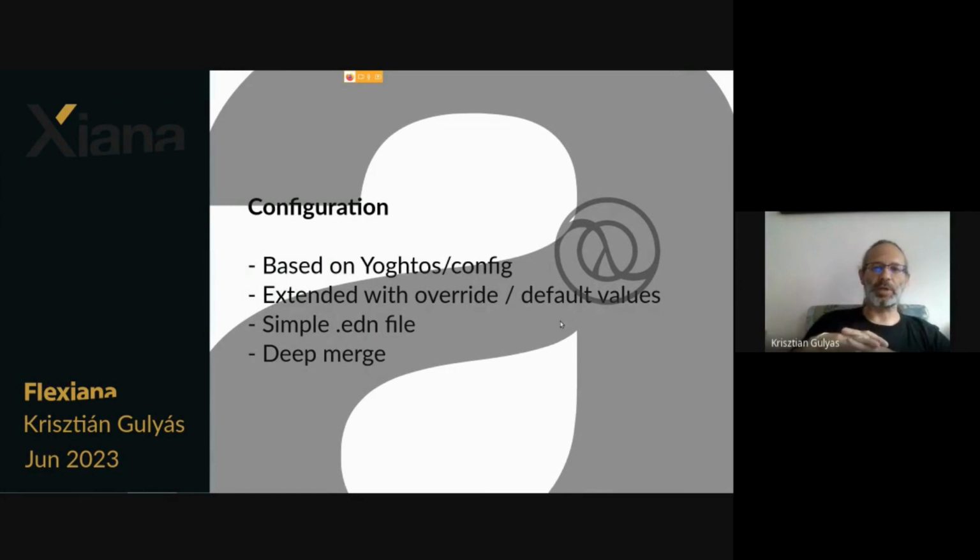Talking about the configuration. Our configuration is based on Yogthos config, which is extended with some overrides and provides the possibility to have default values. Basically, it's using simple EDN file or files, or it's working from the properties, or from the Java system environment, or from Java properties. All the given configurations are merged with deep merge.